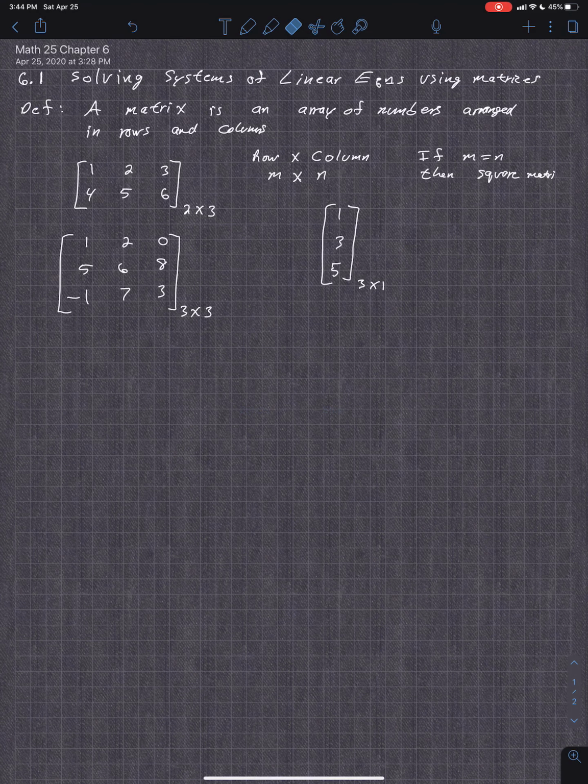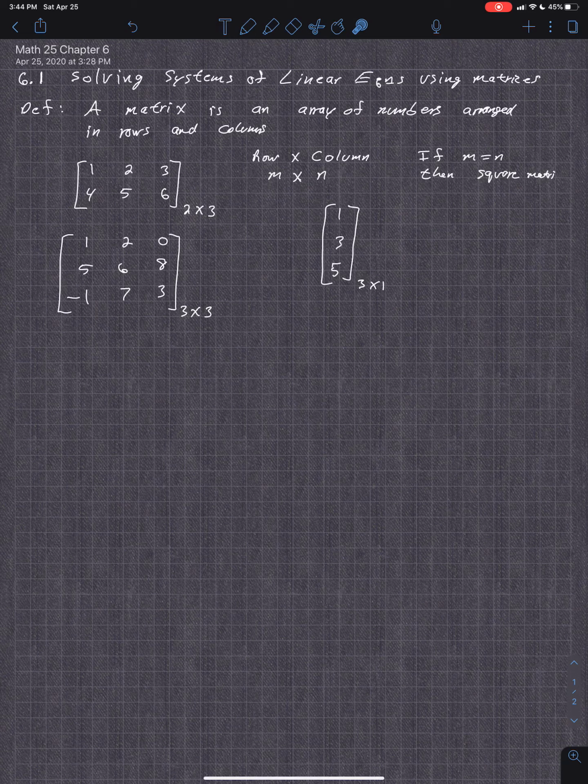So you have M rows and N columns. So it's M by N is how we describe that. If they're the same, then we call it a square matrix. So this one here is an example of a 3 by 3. So you have your entries, usually go across in rows. So you go 1, 2, 0, 5, 6, 8, -1, 7, 3. 1, 2, 3, 4, 5, 6, right? So that's a 2 by 3 matrix, etc. So that's what the matrix looks like.